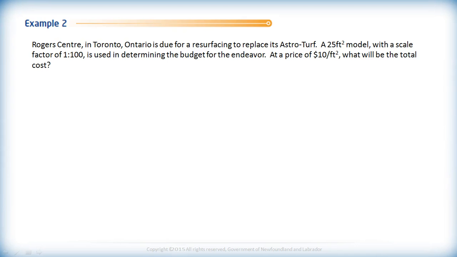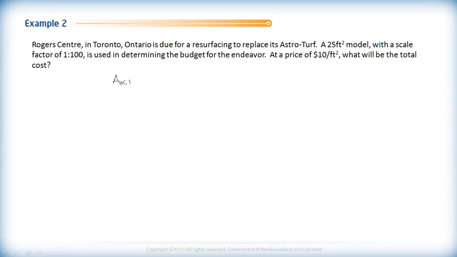Rogers Centre in Toronto, let's go Blue Jays, is due for a resurfacing to replace its AstroTurf. A 25 square foot model with a scale factor of 1 to 100 is used in determining the budget for the endeavor. At a price of $10 per square foot, what will be the total cost? So we want to find out the area of the actual.